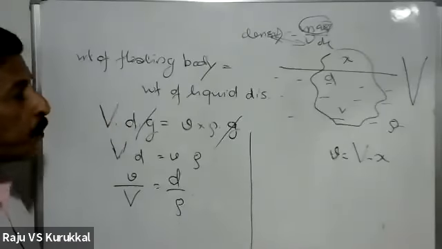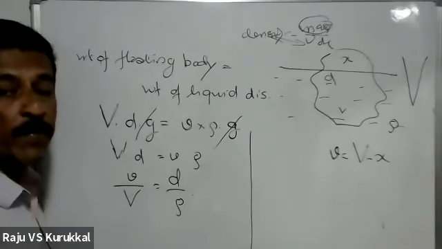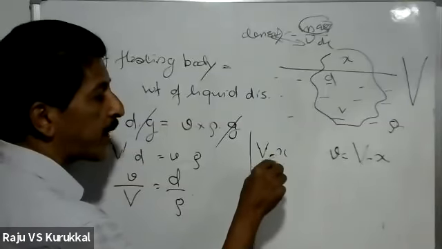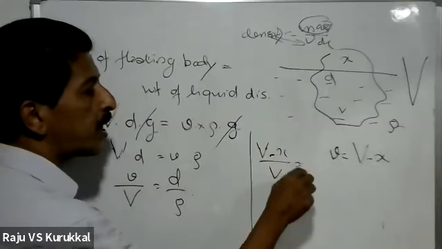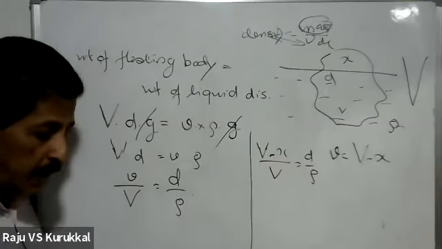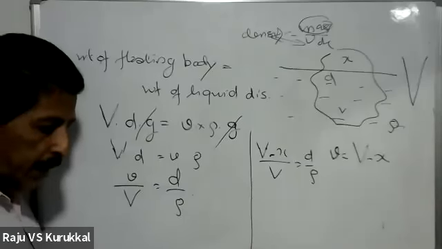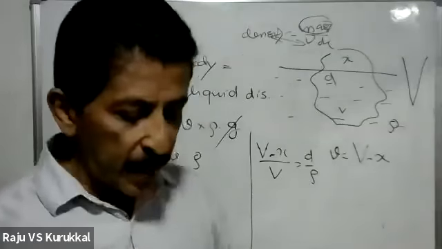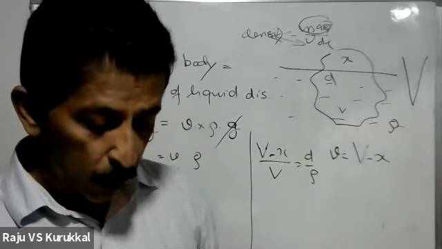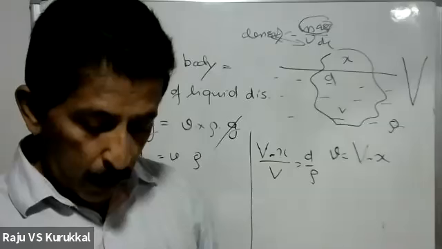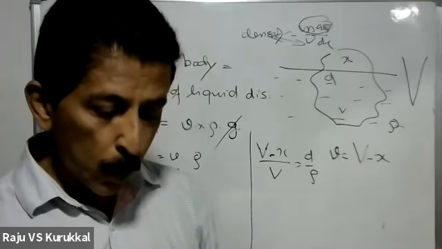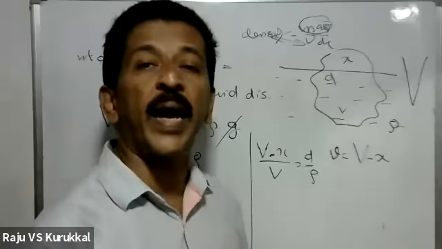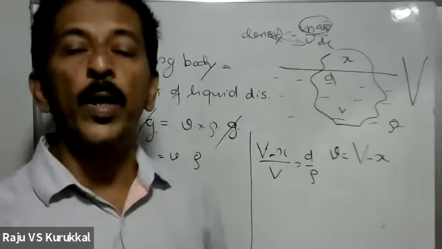Then small v യുടെ വാല്യൂ സബ്സ്റ്റിറ്റ്യൂട്ട് ചെയ്യാം, that is V minus x. Capital V minus x divided by capital V is equal to d by rho. വാട്ട് ഈസ് d? d ക്വസ്റ്റ്യനിൽ തന്നിട്ടുണ്ട്. ഡെൻസിറ്റി എത്ര? ക്വസ്റ്റ്യൻ നോക്കട്ടെ. ഐസ്ബർഗിന്റെ ഡെൻസിറ്റി 917 തന്നിട്ടുണ്ട്, 917 കിലോഗ്രാം പെർ ക്യൂബിക് മീറ്റർ.